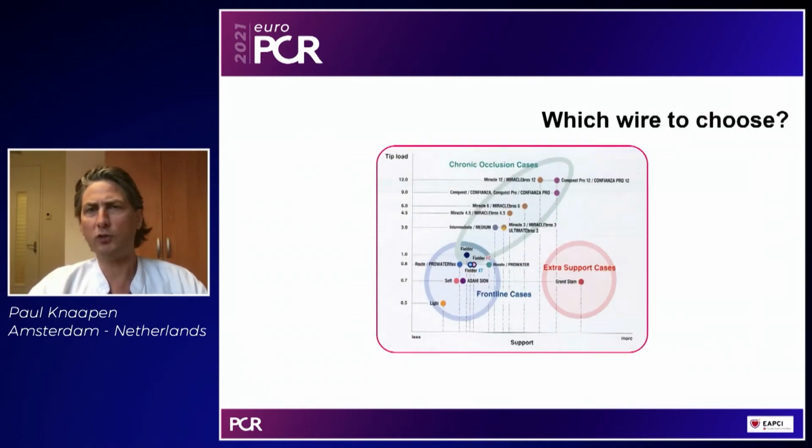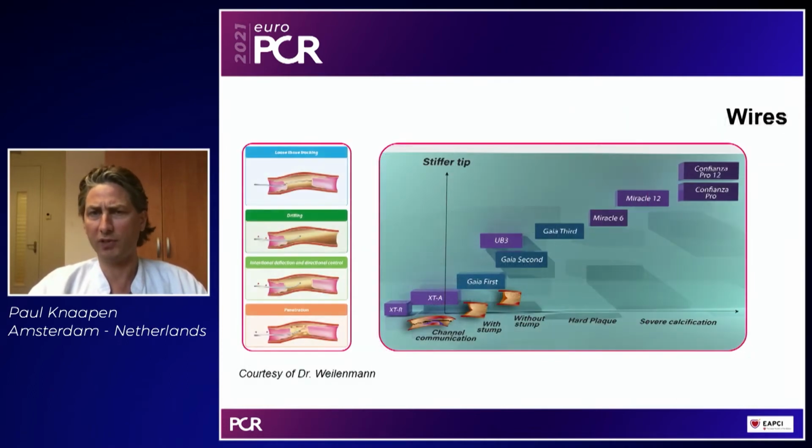So which wire to choose? Well, not so long ago, we had a myriad of wires from multiple vendors, and it was really indistinguishable which wire to choose, and we generally had this scheme between the tip load and the support. And luckily, over the last couple of years, this has been tremendously simplified, predominantly due to the introduction of the Asahi family over the last decade or so.